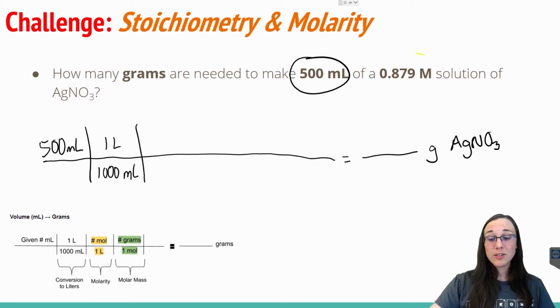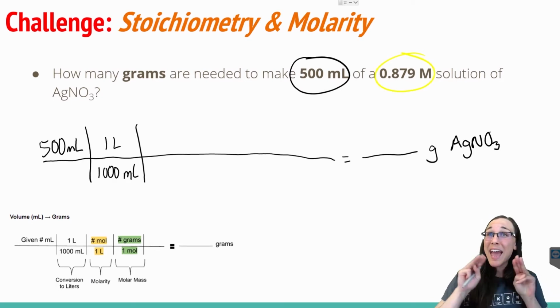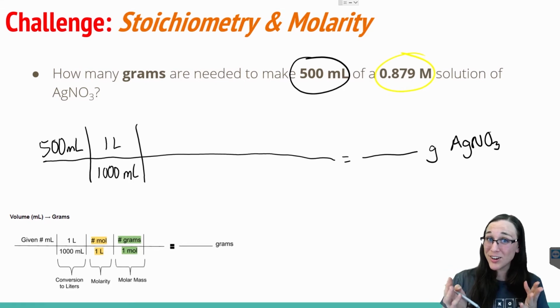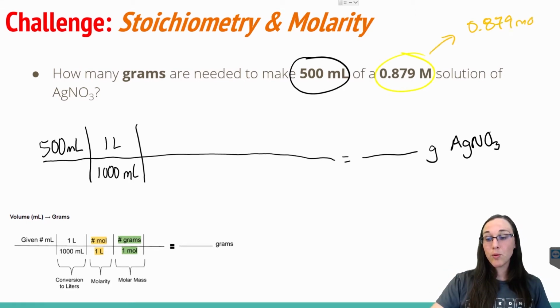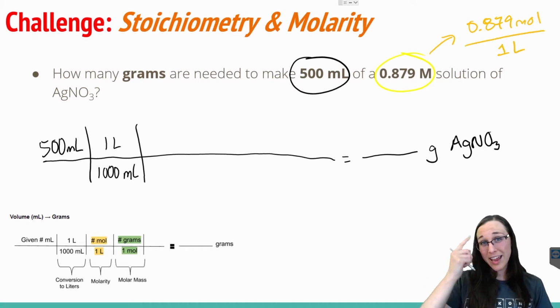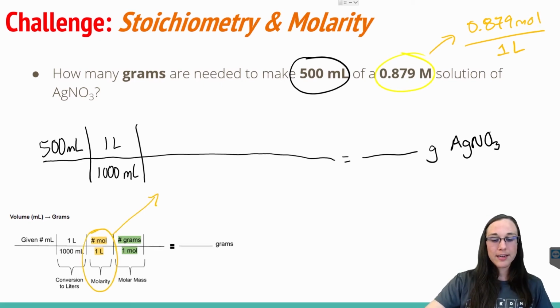The next thing we're going to use is our molarity, 0.879 M. Now that big M is not standing for McDonald's. It actually means 0.879 mole over 1 liter. I like to write it like that when I see a big M, just so I don't forget that it is a conversion factor to plug in next. So that's what I'm going to do now, and the next thing on my line. I'm going to plug that in so I can cancel out my liters. 0.879 moles in 1 liter of the silver nitrate solution is what we're trying to create.